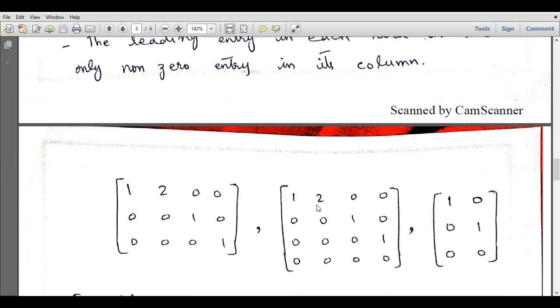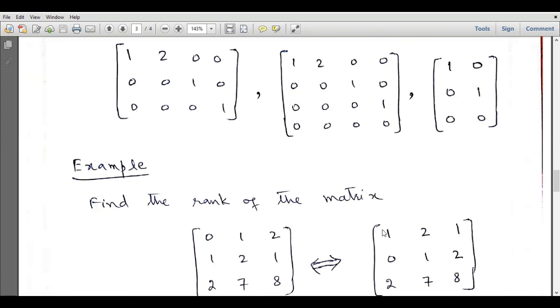Similarly, we can check this matrix. It also satisfies all the conditions of reduced row echelon form. And this is the third example, and it also satisfies the conditions of reduced row echelon form.